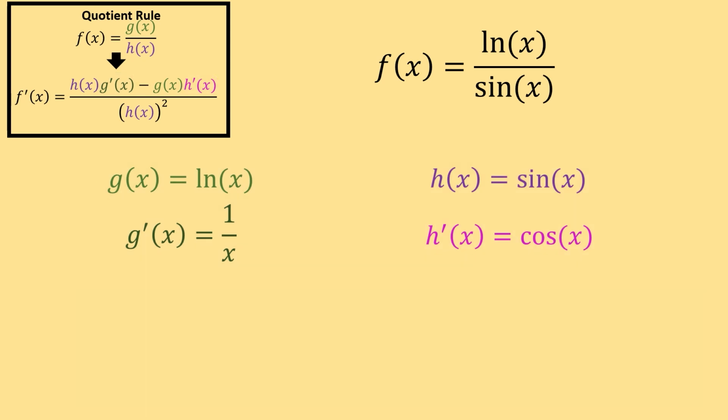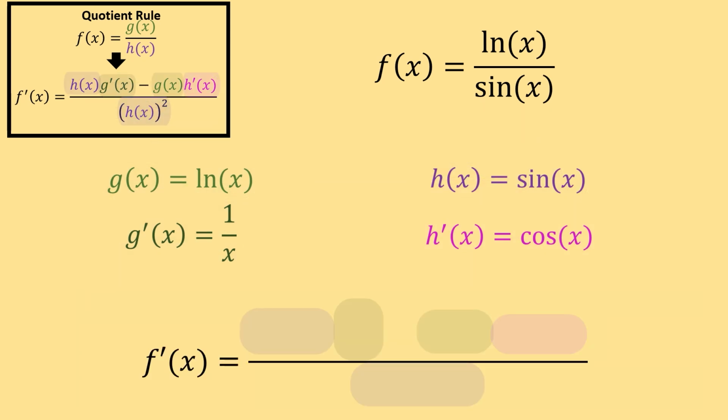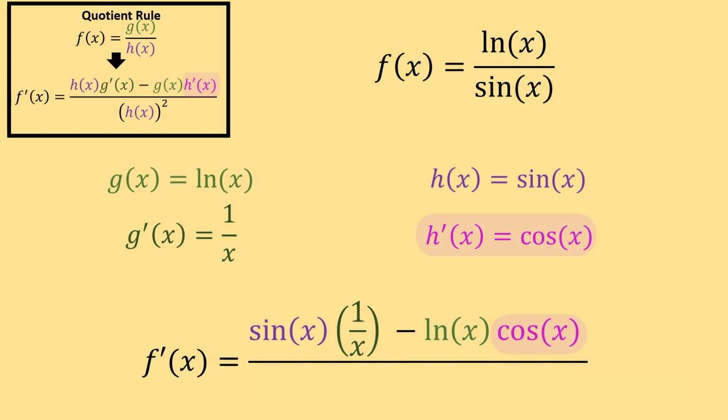And now that we have the top and bottom function defined along with their derivatives, we just plug them into the quotient rule format, or template. We start with the bottom function times the derivative of the top function, which is going to be sine of x times 1 over x. Then we subtract the top function times the derivative of the bottom function, so that's going to be natural log of x times cosine of x. And then we divide by the bottom function squared, so we get sine of x squared.